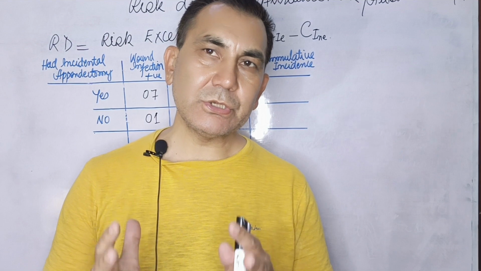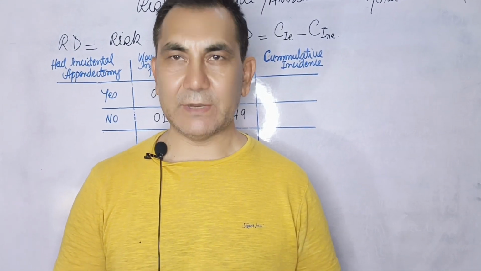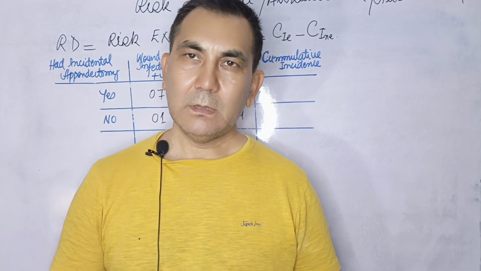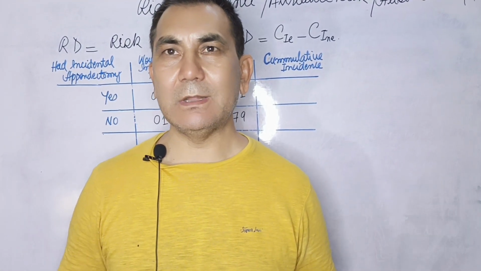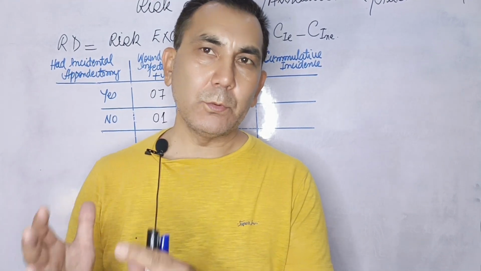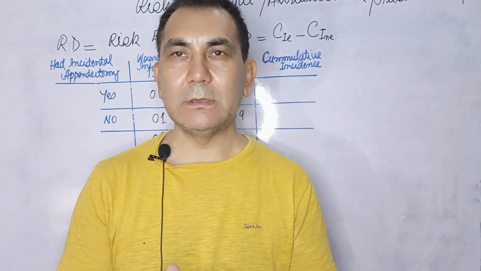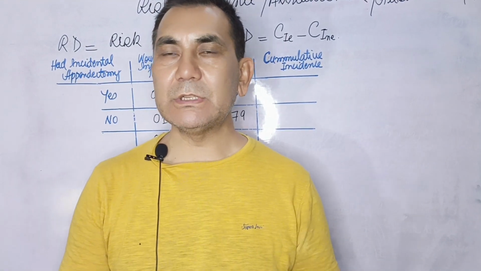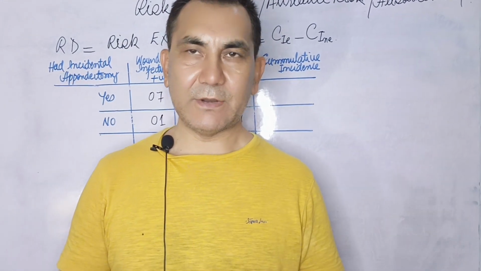In today's lecture of epidemiology, we will learn the risk difference. The old terminologies for the risk difference were absolute risk or attributable risk. These are the three terminologies used for the risk difference. And what is the risk difference?